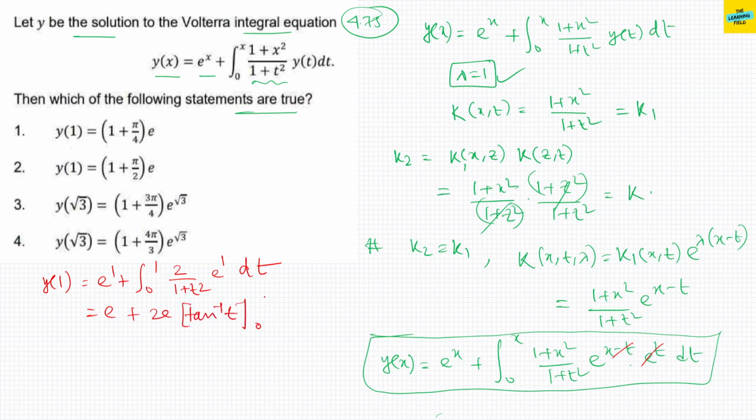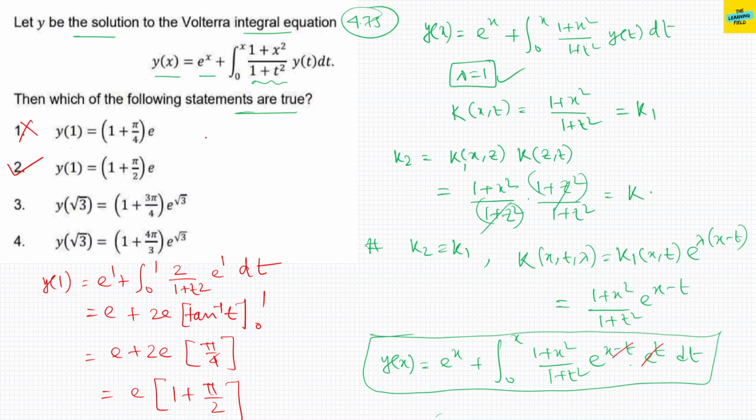So this is equal to e plus 2e tan inverse t from 0 to 1. Tan inverse 1 means pi by 4. So this is equal to e into (1 plus pi by 2). Yeah, this is the correct answer. So option 2 is correct for y(1) and y(2).